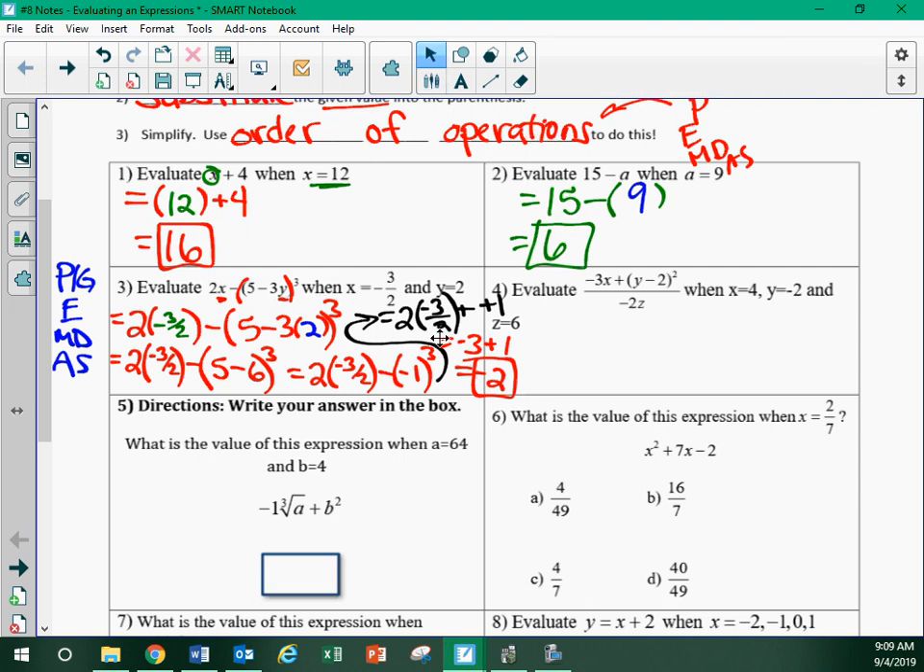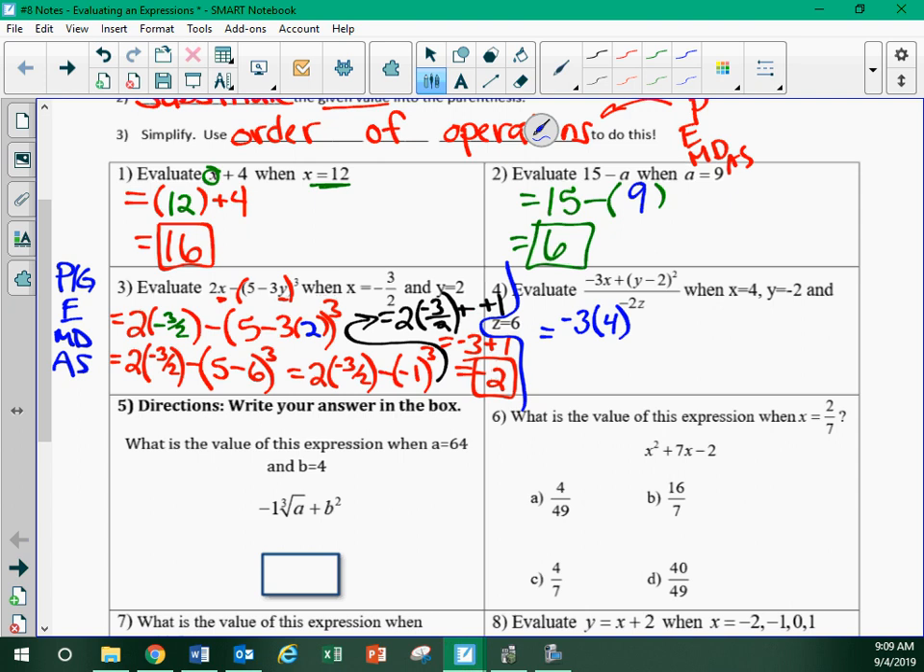All right, so number 4, look at that, they gave us 3 letters. How nice. So again, we want to rewrite it. So I have -3. What do I have instead of x? 4. So parentheses. And I have y, so parentheses y, which was -2, minus 2 squared, all over -2 times 6.